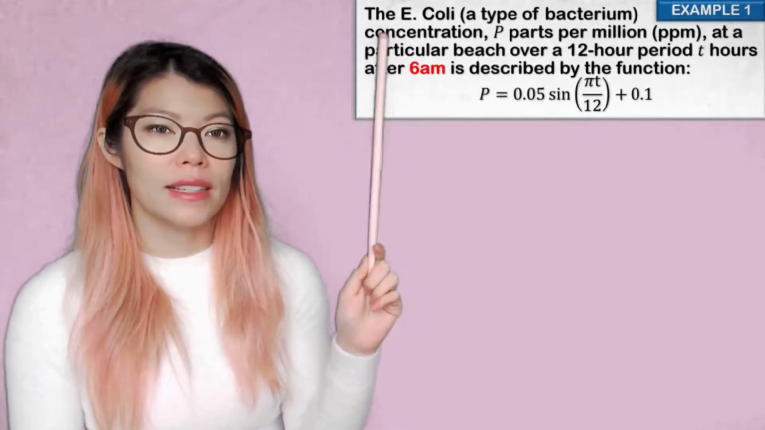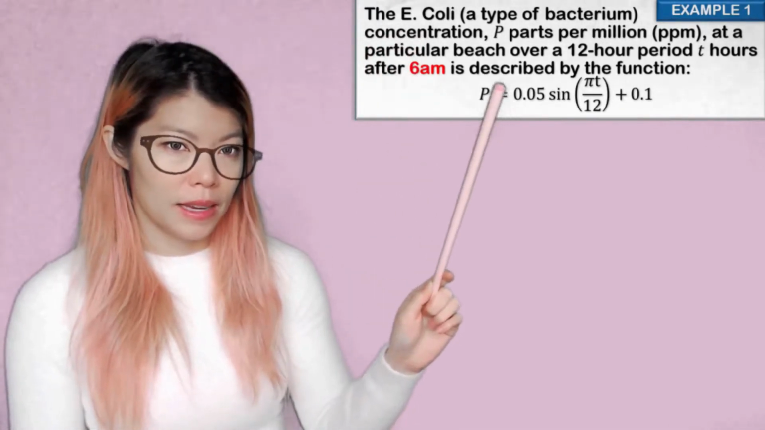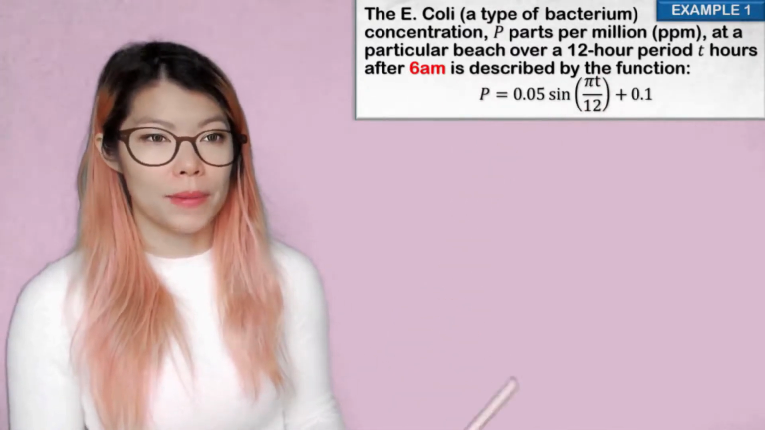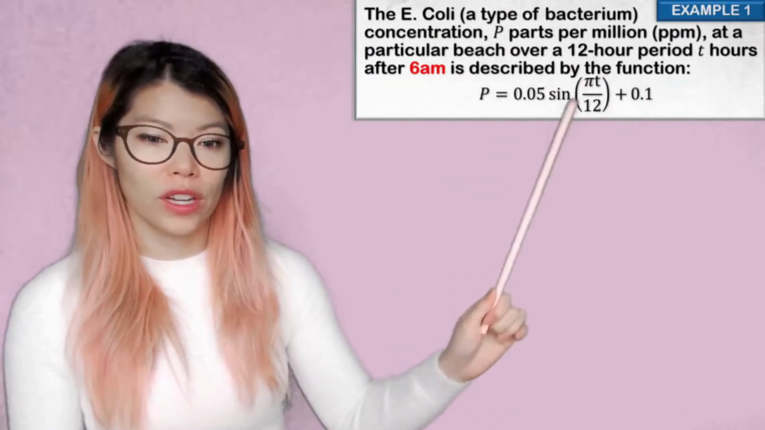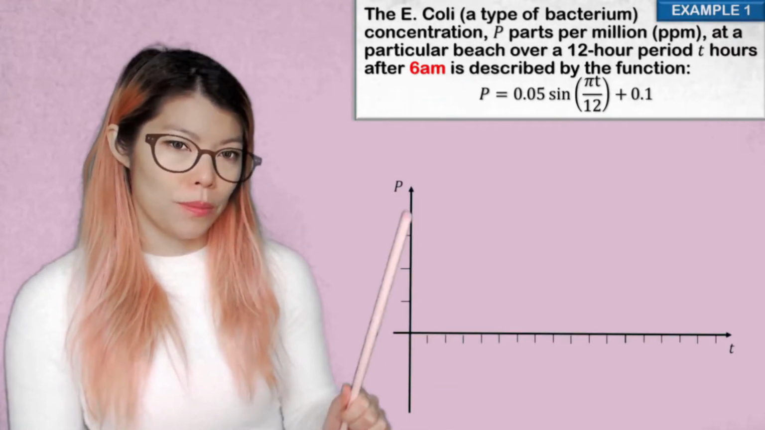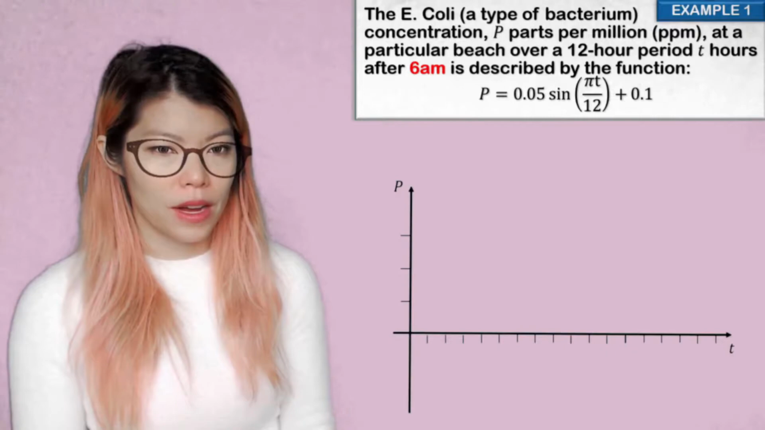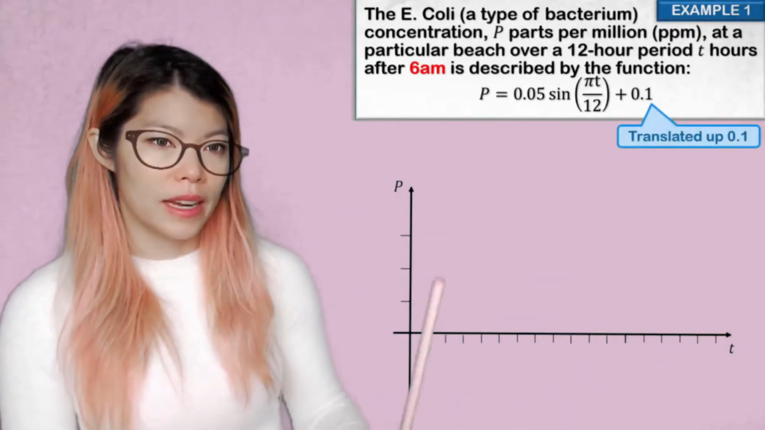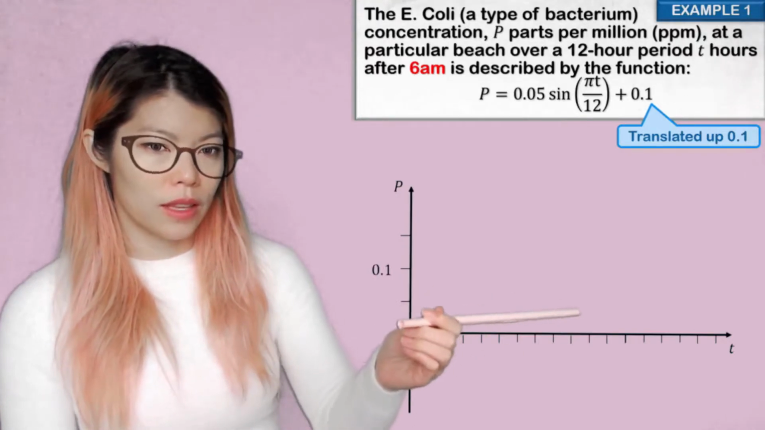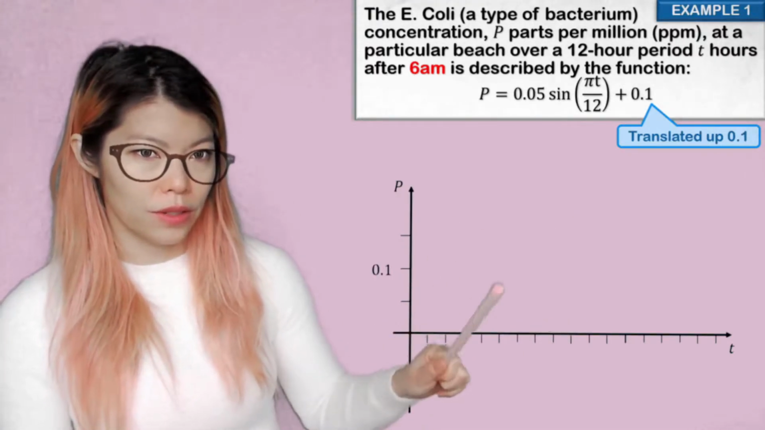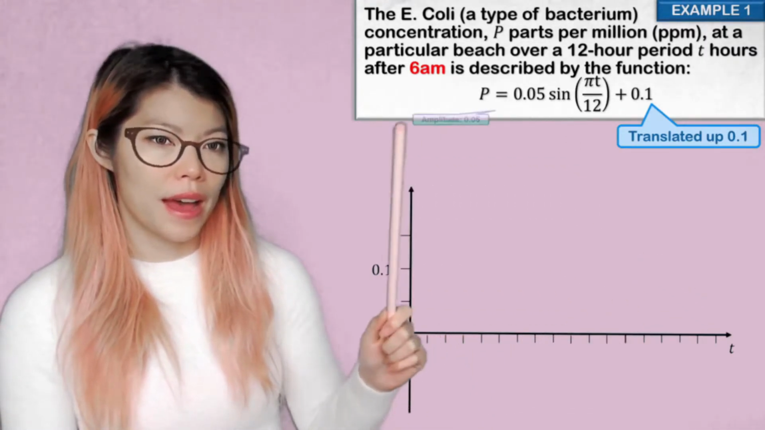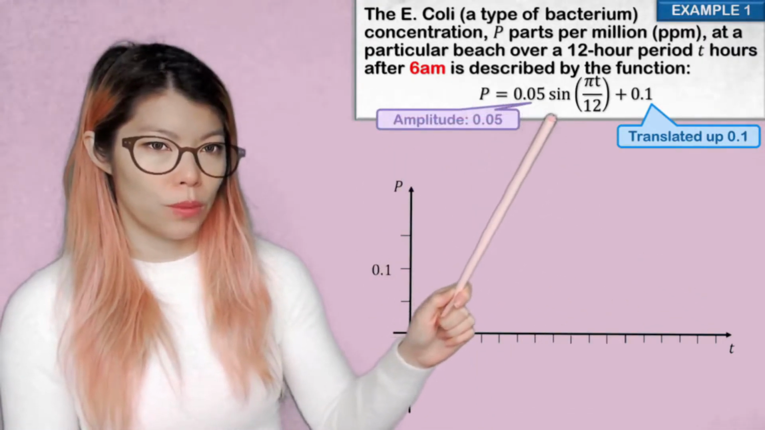So E. coli is a type of bacterium, and P is the concentration in parts per million, and T is the time in hours. And here we have an equation to describe that. Let's try to visualize this. So P and T are our Y and X axis. Now it's been translated up by 0.1, so the center of your sine curve is going to start up here instead. And we have an amplitude of 0.05.